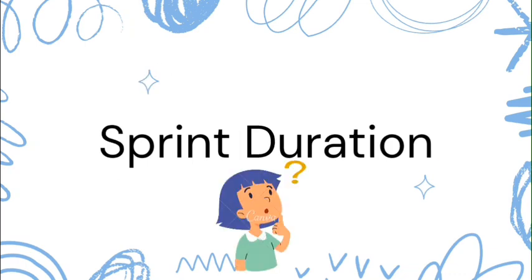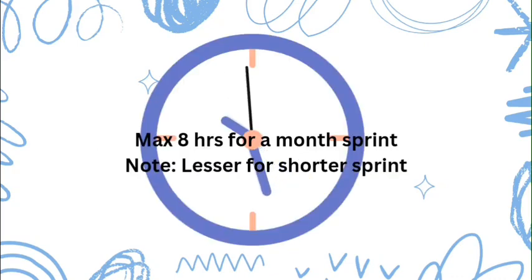Now moving ahead, what is going to be a typical sprint duration? Sprint duration, as I mentioned in the previous video as well, can be 1 month or smaller. And what is the duration of a sprint planning meeting? The duration of the sprint planning meeting will be a maximum of 8 hours when the sprint is 1 month long. So 8 hours for a month-long sprint, and we have to note that it can be less for shorter sprints. This slide refers to the sprint planning meeting duration.